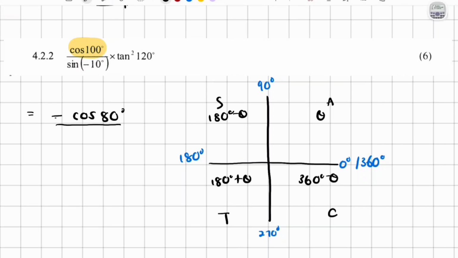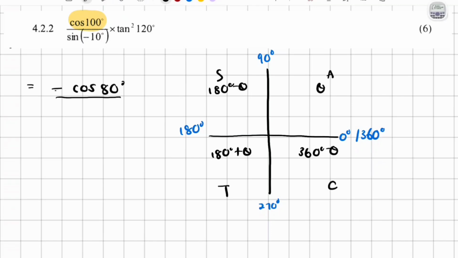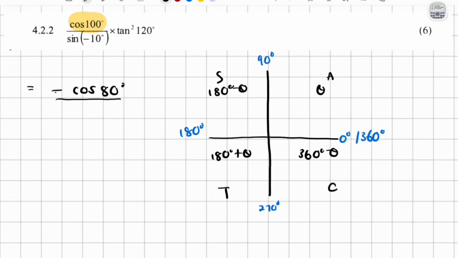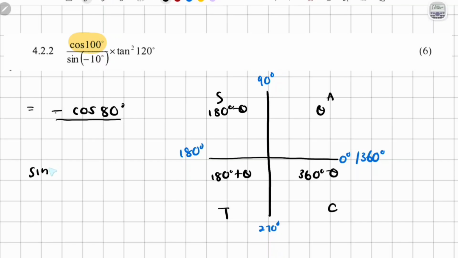Sine negative 10 degrees, whenever your angle is negative, something you can do is add 360. There's 2 ways of doing this. Easy way and the more of a grade 11 method. So use the grade 11 method first. So if you have sine negative 10 degrees, just add 360 degrees to it. So 360 minus 10 is 350. But then you see this angle is too big and you have to reduce it.